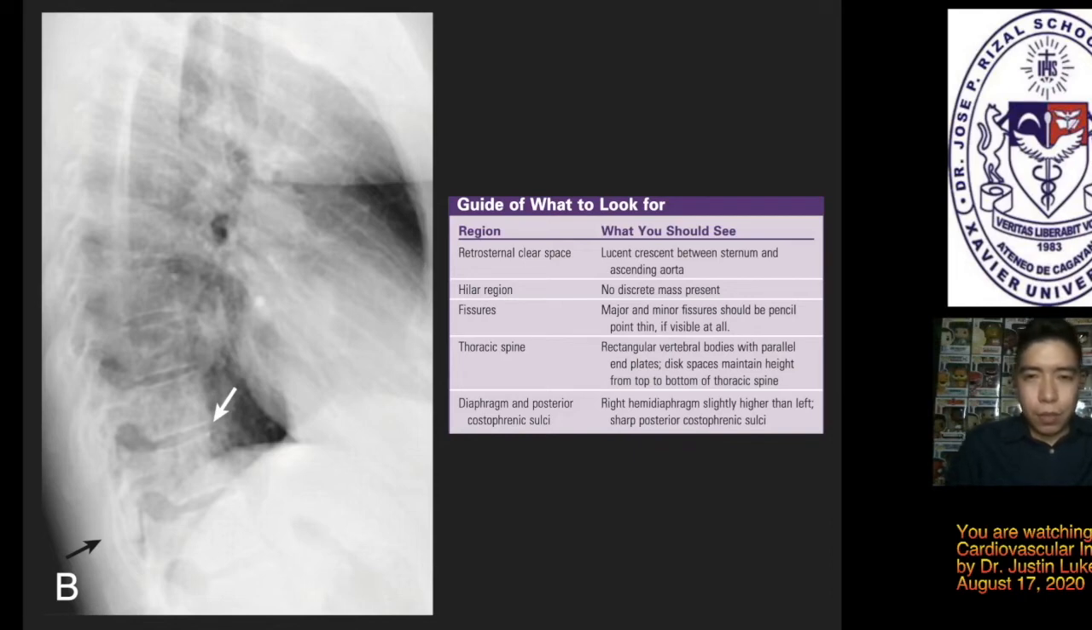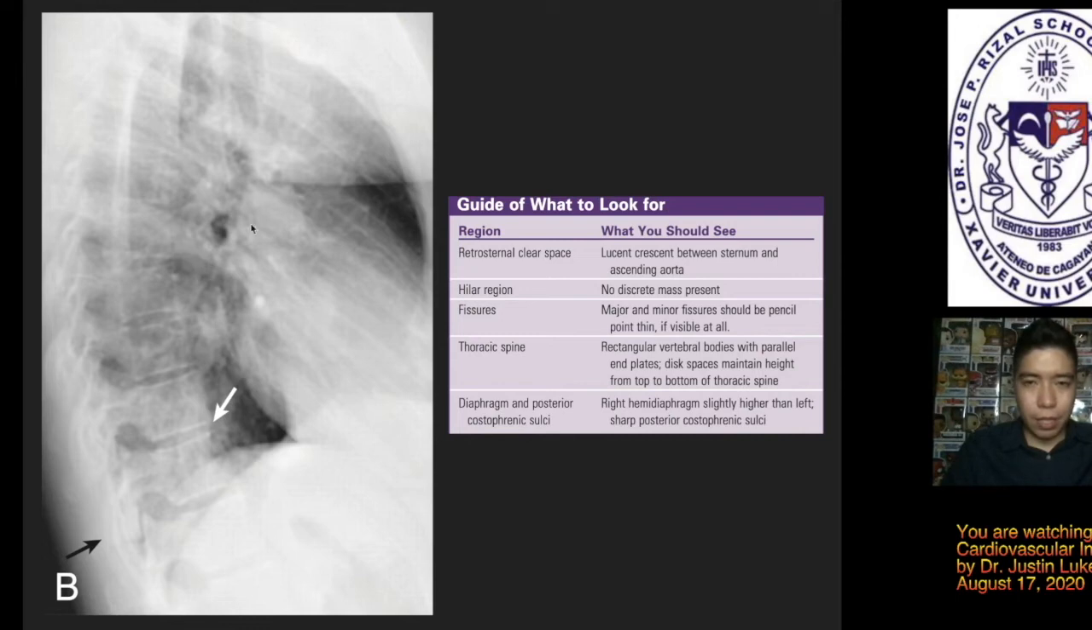Now we go to the lateral view of the radiograph. Sometimes the lateral view is warranted to help us identify pathologies which might be obscured in the frontal view. In this case, this is your lateral view. This is the shadow of the heart. This is your retrosternal clear space. This is the sternum, and this is the retrosternal clear space. It's a lucent crescent between the sternum and the ascending aorta. Your ascending aorta is here, this density, although it's not so well defined in this case.